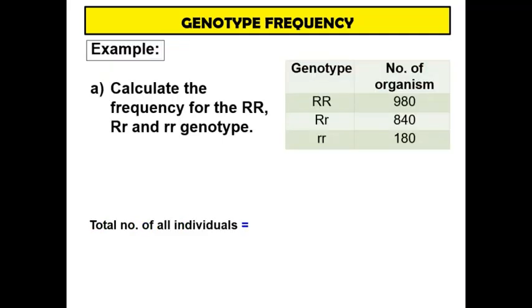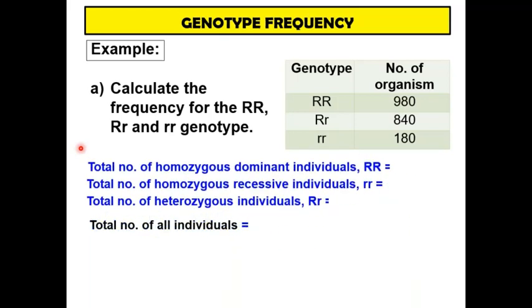Okay, let's look at an example. Question A: calculate the frequencies for the homozygous dominant, heterozygous, and homozygous recessive genotypes. We use the same data as in the allele frequency example. First, we have to find the total number of homozygous dominant individuals. Next, we find the total number of homozygous recessive individuals and the total number of heterozygous individuals.